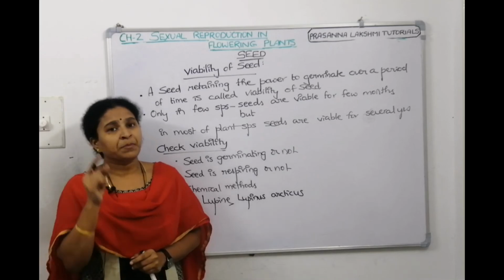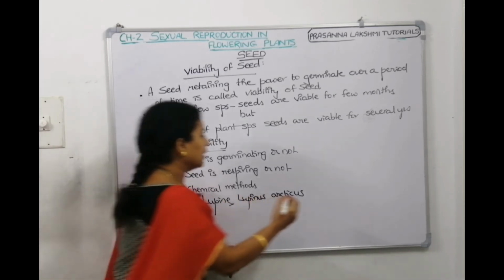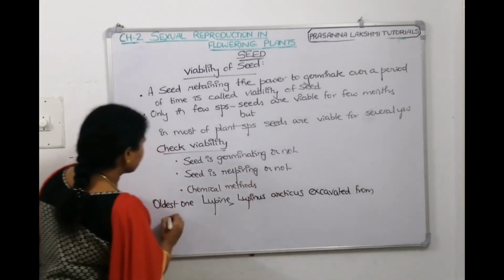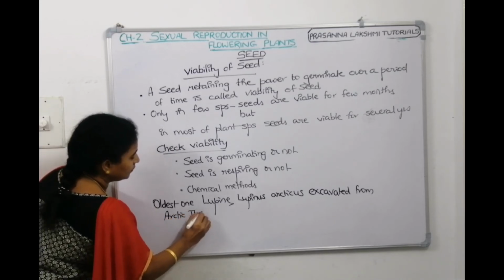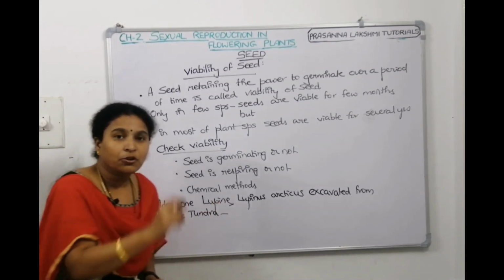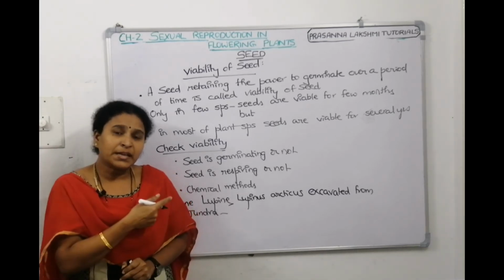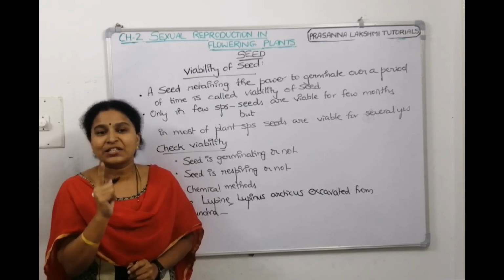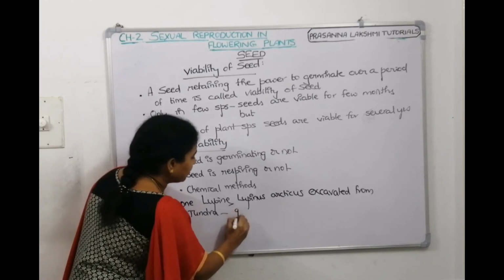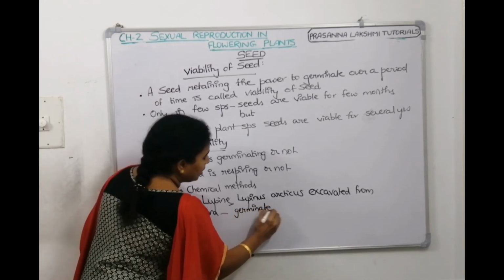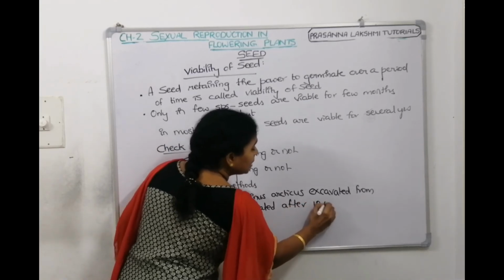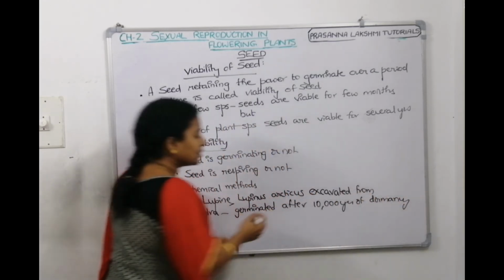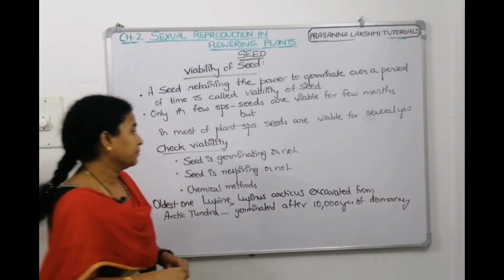Where did they excavate it? They excavated it from Arctic tundra. You know how many years of dormancy it completed and it germinated? This was excavated from Arctic tundra. It germinated after 10,000 years of estimated dormancy. It has germinated after how many years? 10,000 years of dormancy. Children, this question has been asked in the NEET examination.